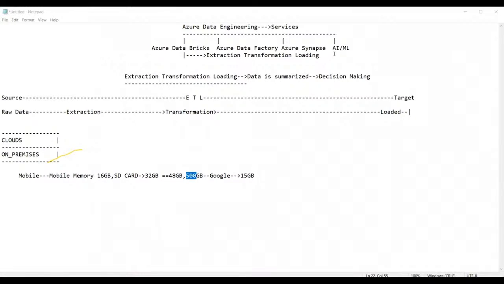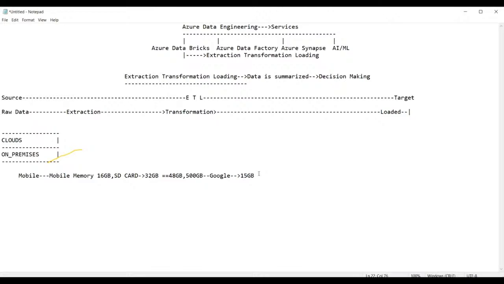My question is that my mobile memory already has 16 GB, and I have installed an SD card with 32 GB. Totally both the memories amount to 48 GB. But I have 500 GB more to be stored. So for that, I took the support of Google Drive, and Google Drive is providing only 15 GB. What is the alternative for me now?